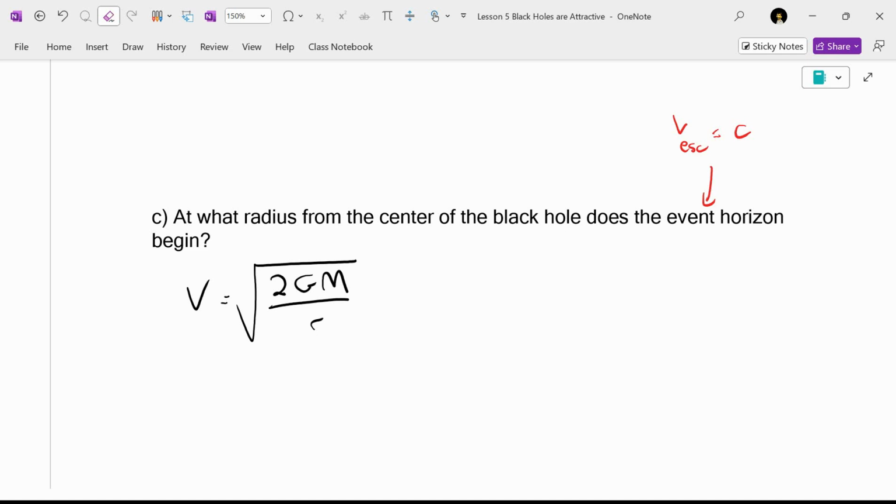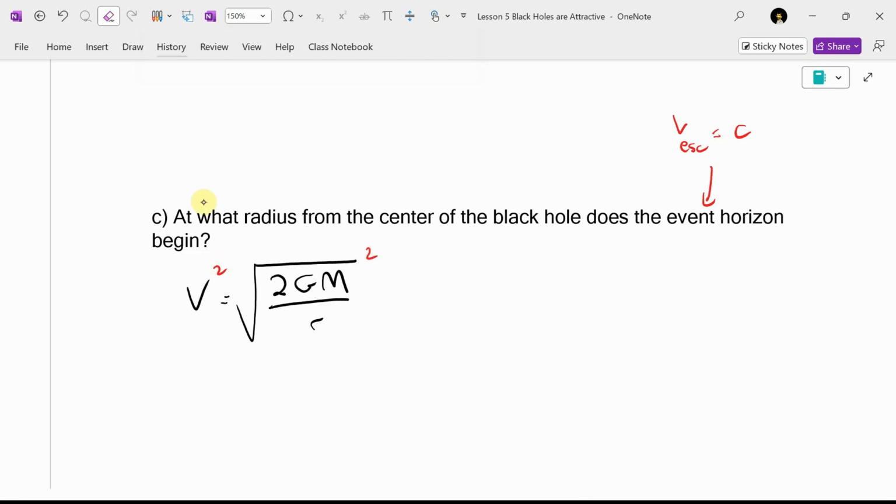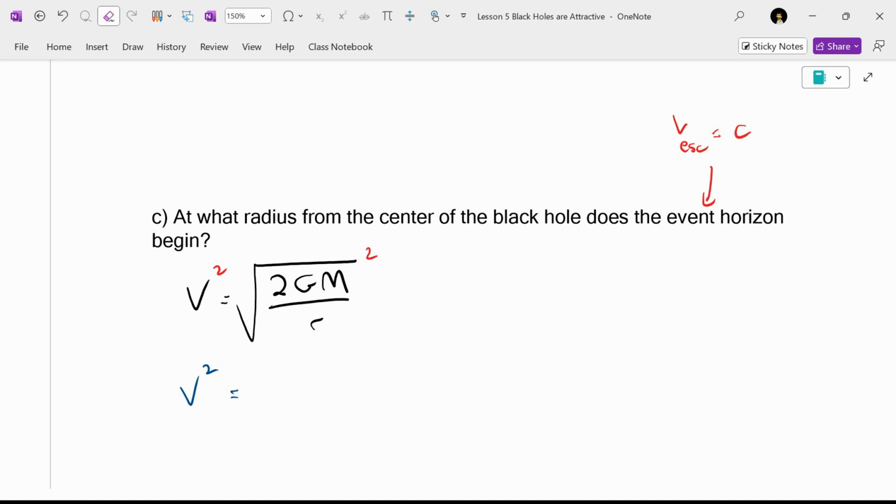Luke, where is the r right now? What's it inside of? How do I get rid of a square root? What's the opposite of square rooting? Yeah. First thing I'm going to do, Luke, you're correct. I'm going to square this, square this. When I square the left-hand side, I'm just going to get v squared. When I square a square root, the square root just vanishes, and I get just this.